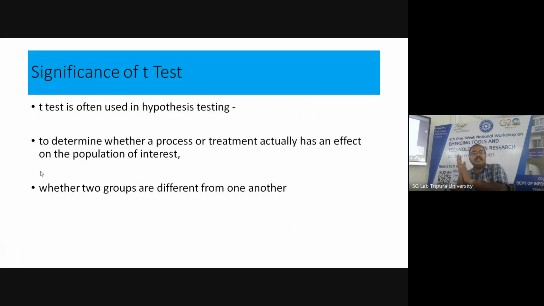What is the significance? The t-test is often used in hypothesis testing, as we are discussing, to determine whether a process or treatment actually has an effect on the population of interest, or whether two groups are different from one another. So we are studying two different groups, with samples taken from different groups. You are trying to estimate that if these two samples have some similarity, maybe we can conclude that the populations also have the same kind of similarity, because we have chosen the best possible samples from two different populations.